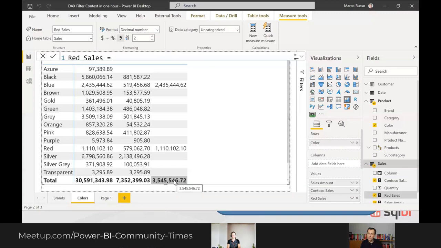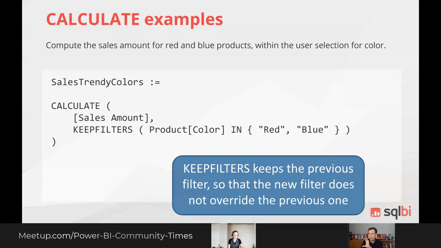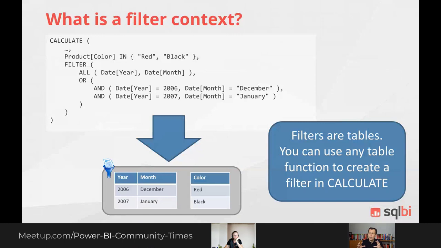And so KEEPFILTERS is a keyword you can use in CALCULATE that changes the way the filter is applied to the filter context by CALCULATE. It doesn't remove the existing filter, it just keeps the existing filter. So every filter you apply in CALCULATE is a table in the filter context. Technically, it is a filter in the filter context.